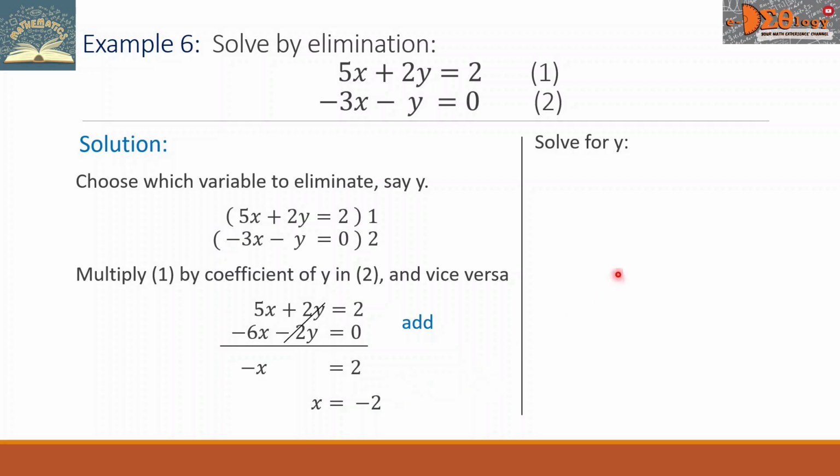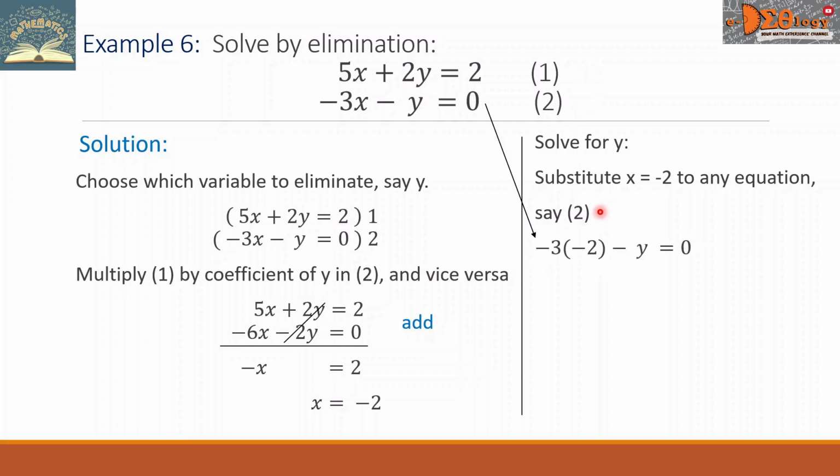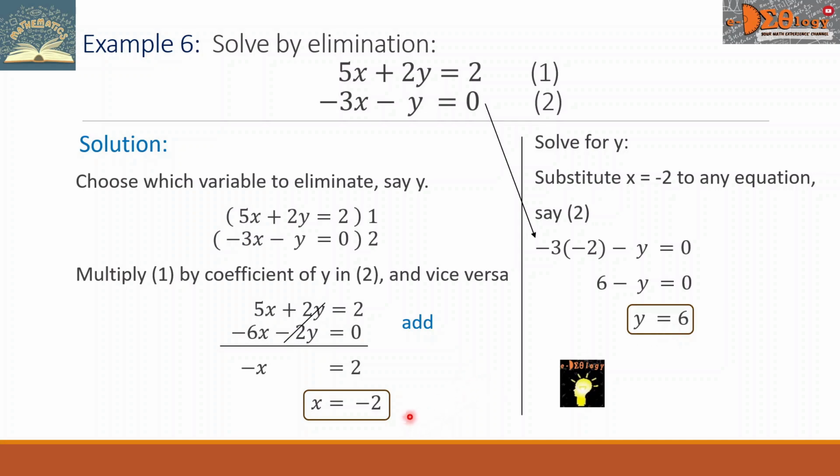Let us now solve for y. We substitute x equals negative 2 to any of these two equations. Let's say equation 2. So we have negative 3 times negative 2 minus y equals 0. Negative 3 times negative 2 is positive 6, minus y equals 0. This negative y we transpose to the right. So 6 equals y, or we write y equals 6. So these are the values: y equals 6 and x equals negative 2.